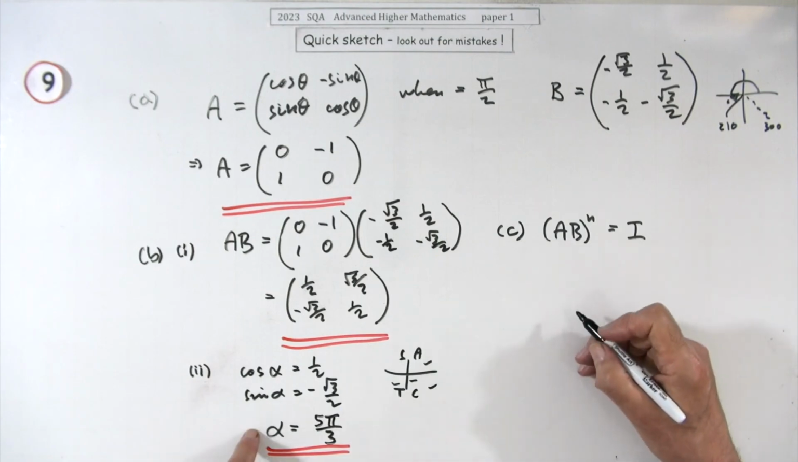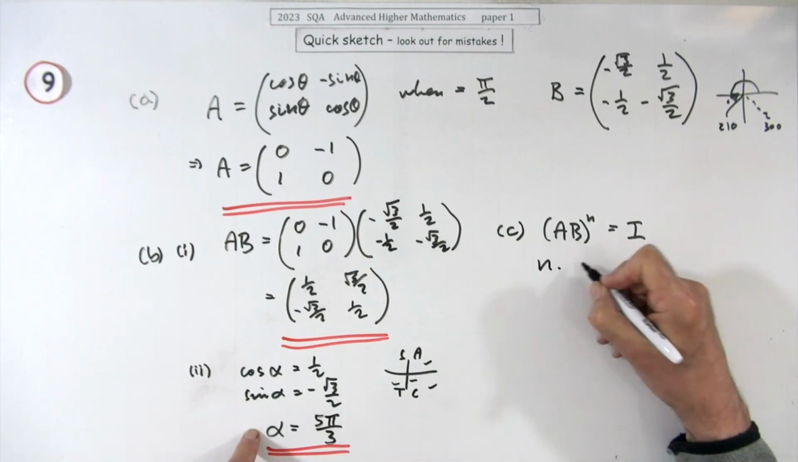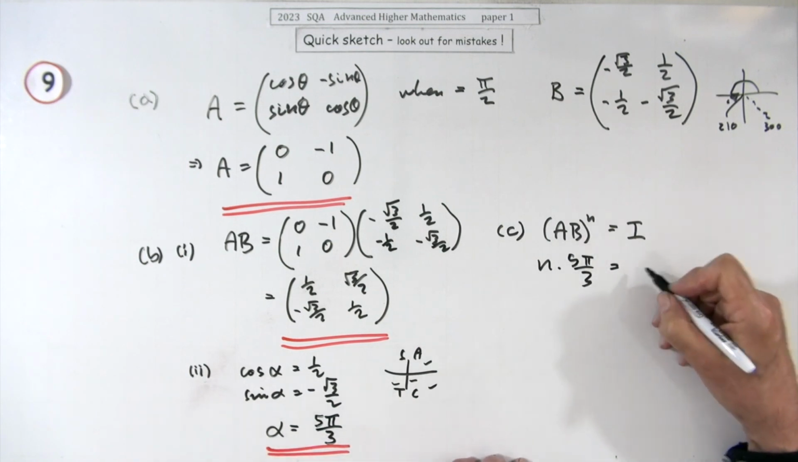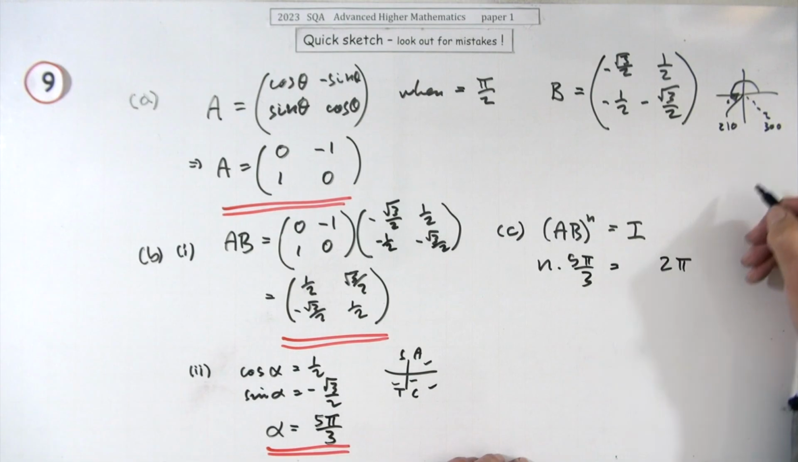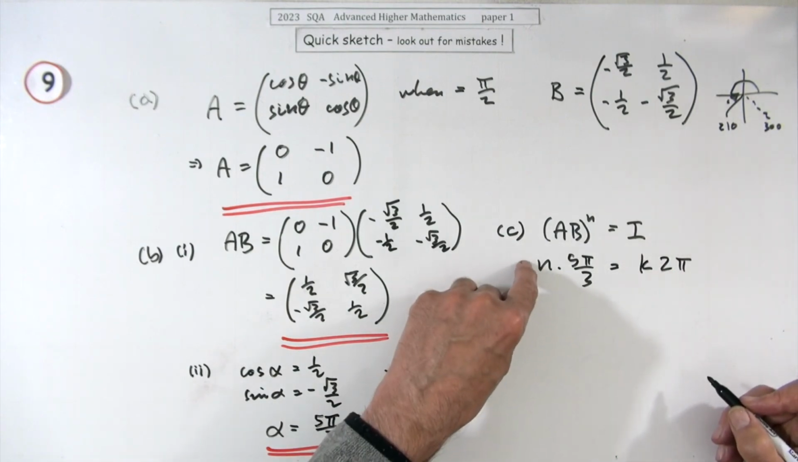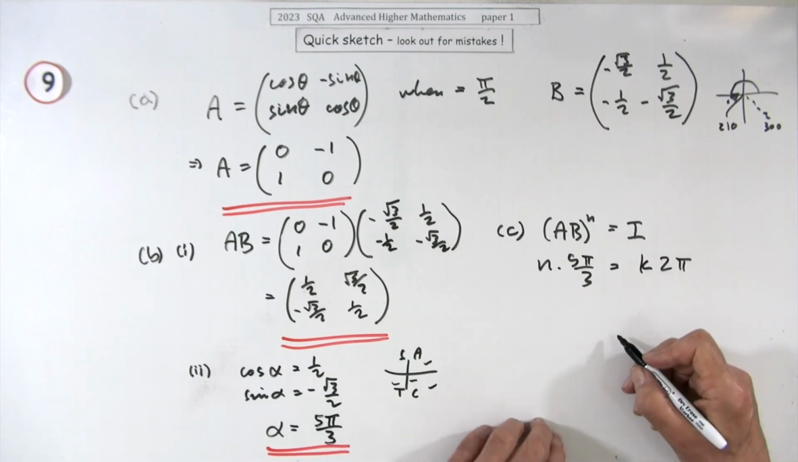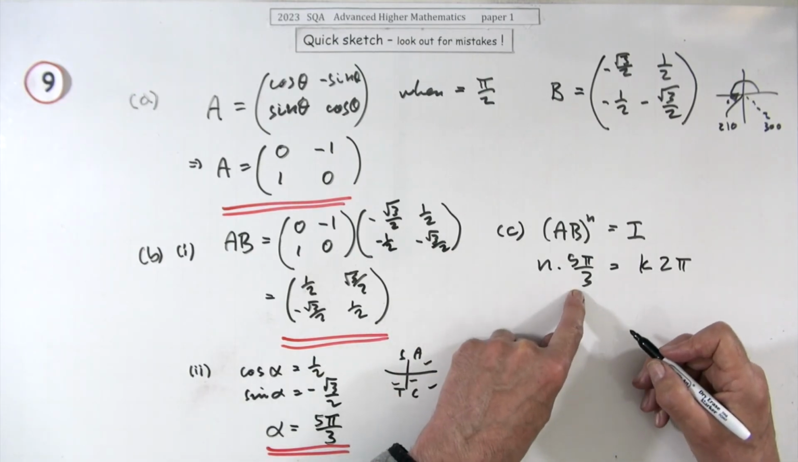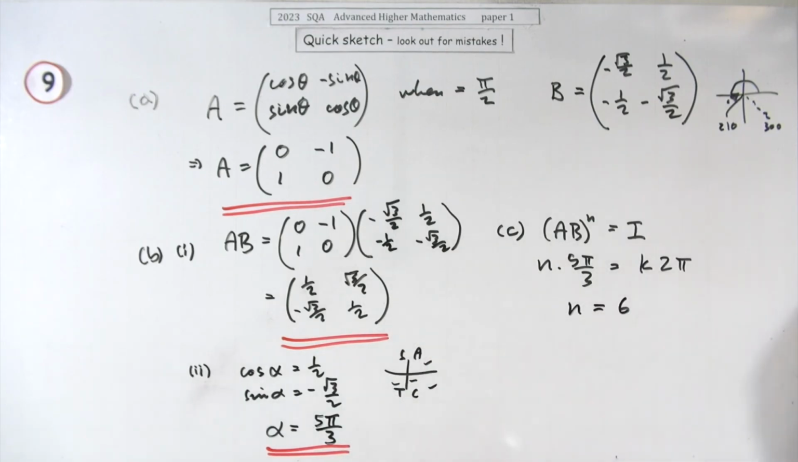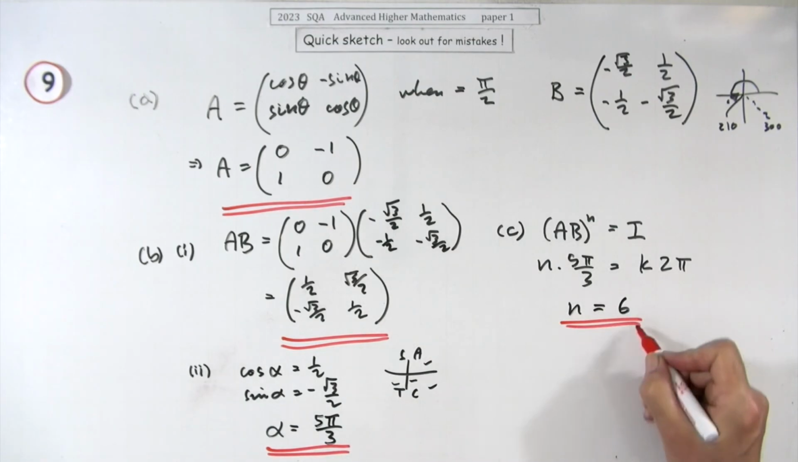In other words, I'll set it out formally, n times 5 pi upon 3 would have to be some multiple of 2 pi, because every 2 pi takes you back to where you start. So what's the first value of n that will produce a multiple of 2 pi? It would have to be either 3, which isn't enough because that's 5 pi, so it'll have to be 6. N is 6.